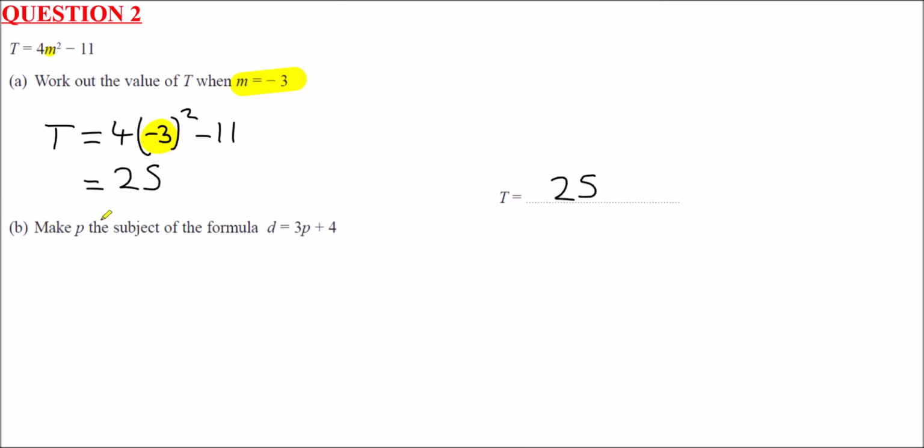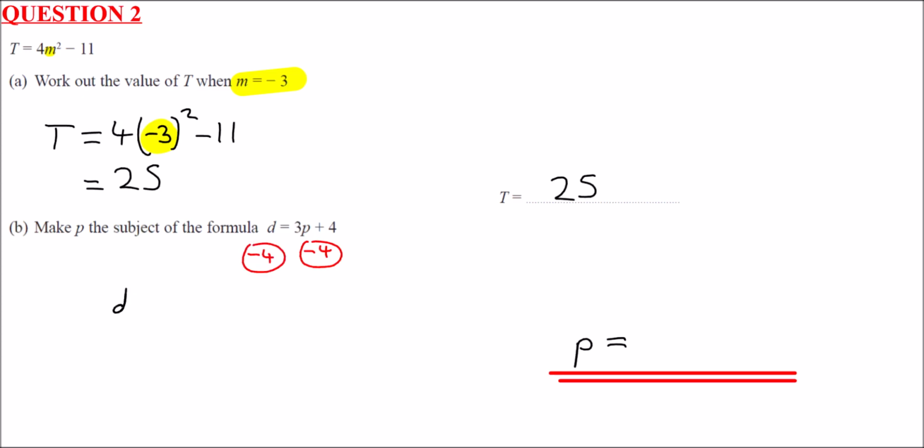Part B, make p the subject of the formula, d equals 3p plus 4. That just means our target is in the form p equals. So our answer is going to be p equals whatever, we don't know yet. To get p on its own, the first decision we could make would be to subtract 4 from both sides, because that leaves us with just 3p on its own on the right. That would give us d minus 4 equals 3p.